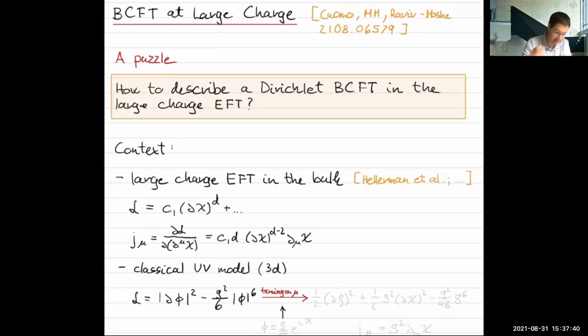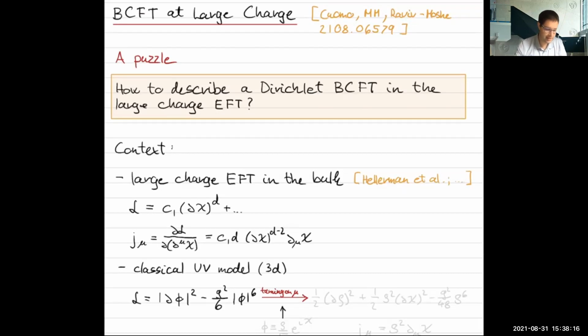So my title is BCFT at large charge, and it's based on a paper we posted with Gabriel Cuomo and Raviv-Moshe this month. And let me start with a puzzle, and please stop me at any time if there's any question or confusion. I didn't include much of an introduction, since this is an audience who's mostly familiar with what I'm going to be talking about. At least that's what I'm assuming.